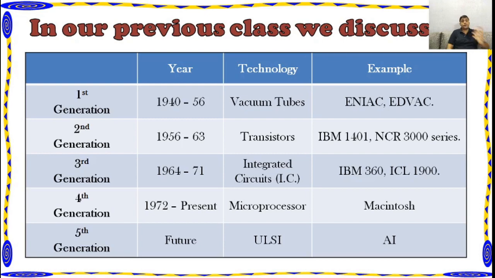The fourth generation computers began all the way back in 1972 and they are still continuing. Almost all computers that we use today are fourth generation computers. And what is the main technology behind fourth generation computers? Microprocessors. Look at the table very carefully. If we have to give an example of fourth generation computers, all computers that we use today are fourth generation computers. But I have given the example of Macintosh because it was one of the first fourth generation computers.